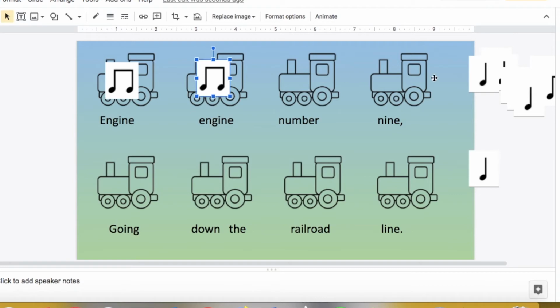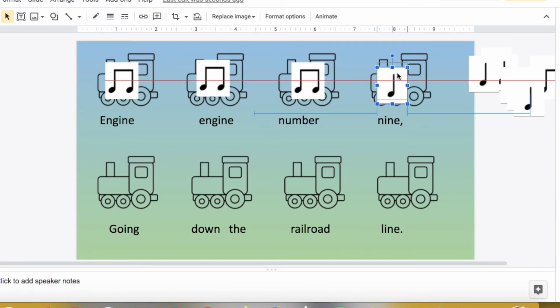What about number? Number, number. That's also two sounds, so that's going to be a TT. Here comes that last one, 9. Is that one sound on a beat or two sounds on a beat? It's one sound on a beat, so we're going to put our ta right there. So now our first line, engine, engine, number 9. If we were going to read the rhythms, we would say TT, TT, TT, ta.